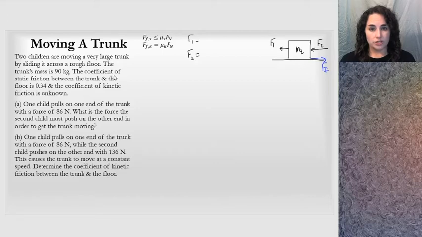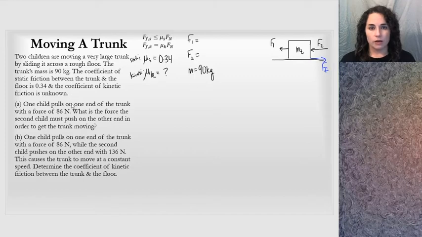More information in this problem says the coefficient of static friction between the trunk and the floor is mu s, that's 0.34, and the coefficient of kinetic friction is unknown. So mu k equals a big question mark. And remember that this is static, so that's when the trunk isn't moving, and this is kinetic, so this is when it is moving. So we'll have to use those appropriately. The mass is given as 90 kilograms. I can write that down as well.